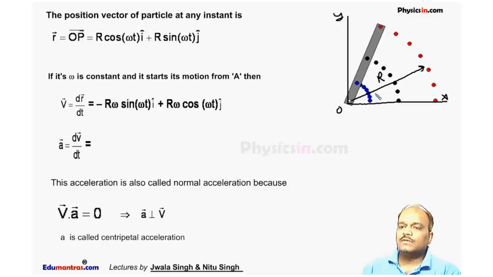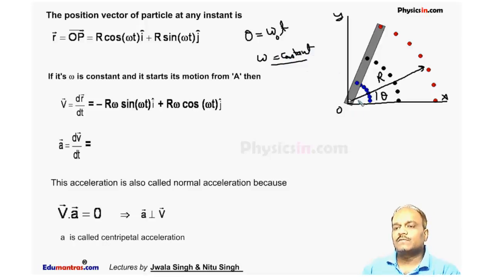At any instant, let this angle be theta, and we know theta is equal to omega into t. Here omega is constant. We will treat omega as constant. So if this rod is rotating with a constant angular velocity, we will see the motion of this particle.